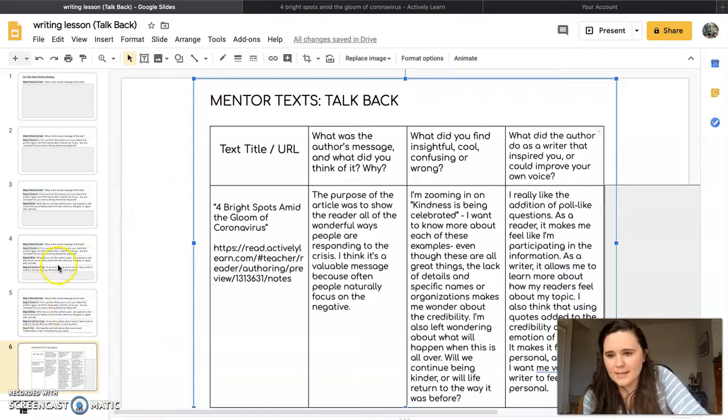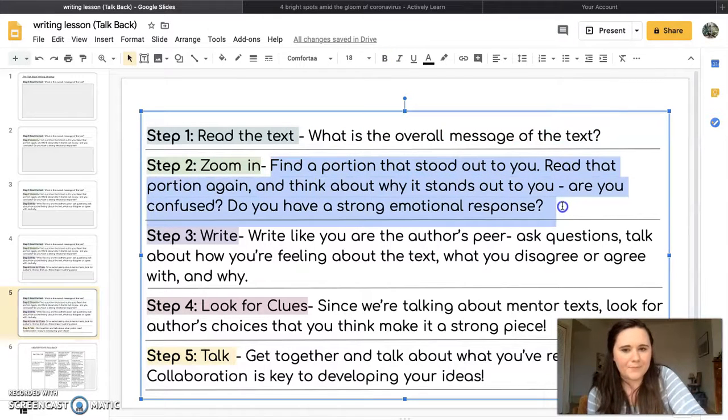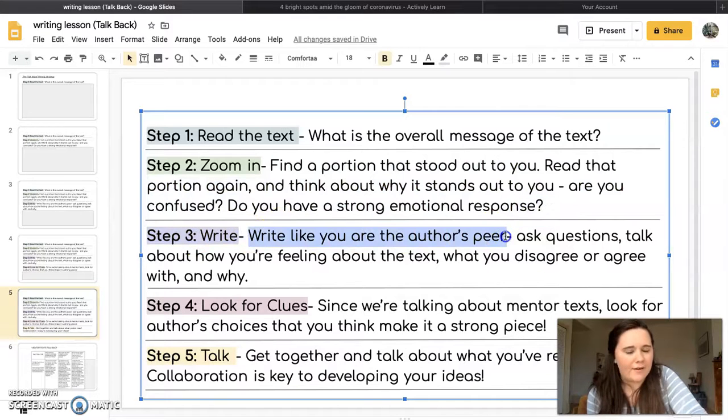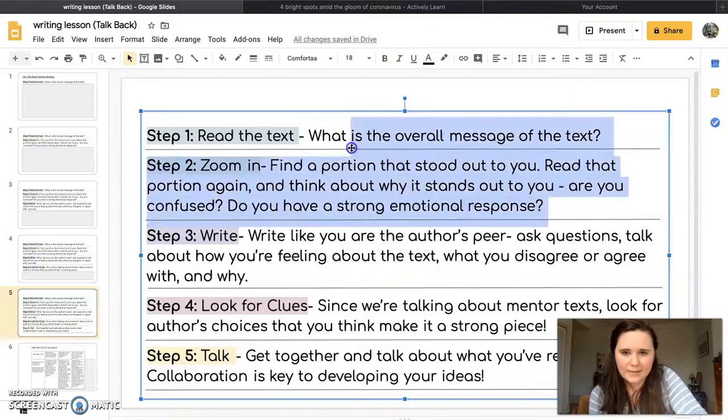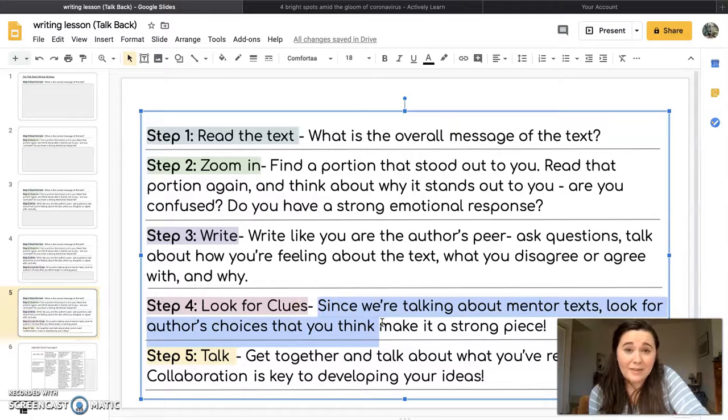And that is the process. So step 1, we read the text, determined the overall message. Step 2, we zoomed in, we found a part that was particularly interesting and reflected on it. Step 3, write a response to the author. Ask those questions, talk about all of the stuff you reflected on right here. And then step 4, look for clues. What did the author include that I think is really valuable and could improve my own writing?